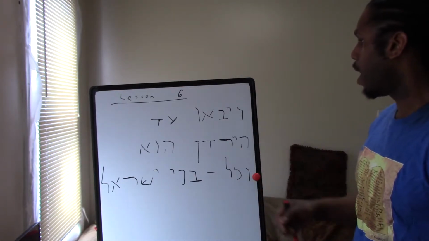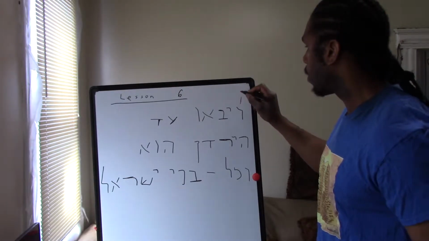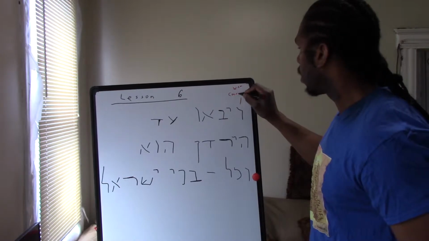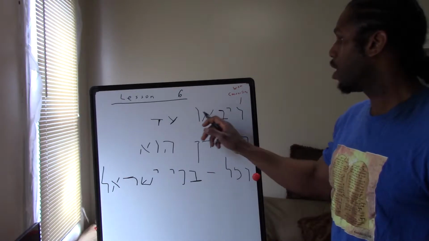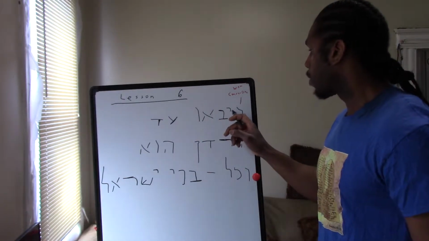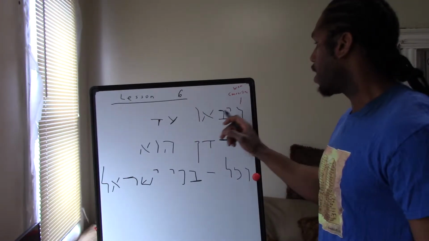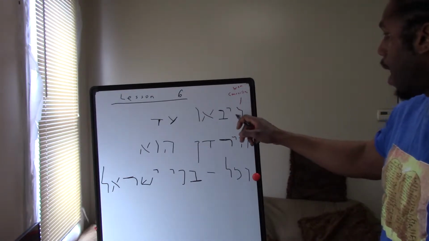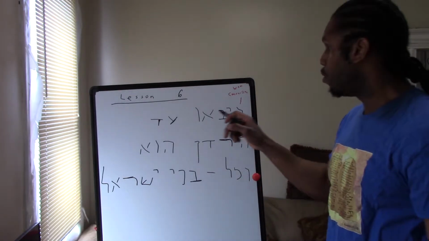So the first thing we have, right? We have the wav conversive. That's going to convert this right here. So instead of saying, as you know, they shall enter, it says, and they entered. This converts it to a past tense from a future tense, all right?